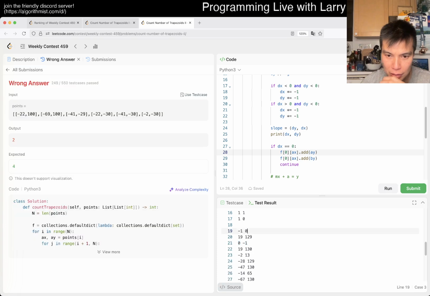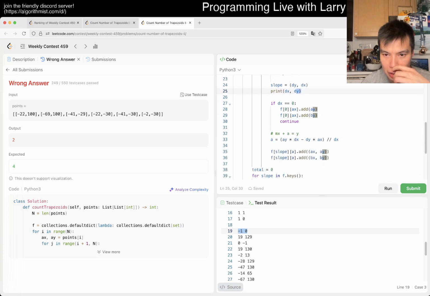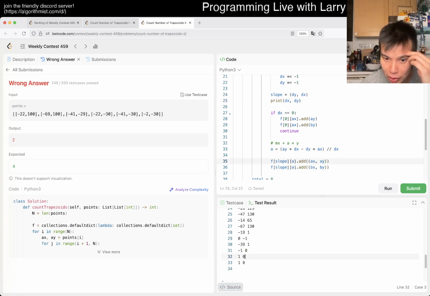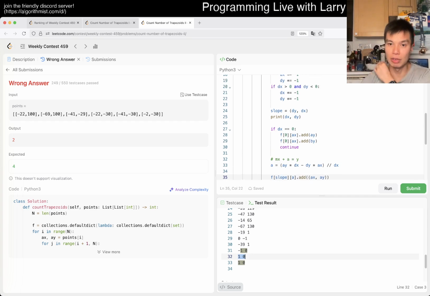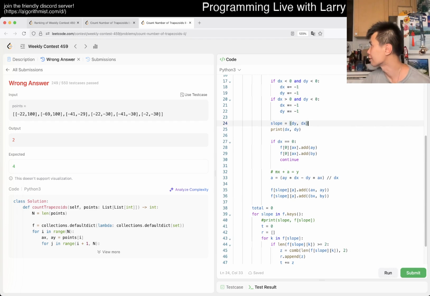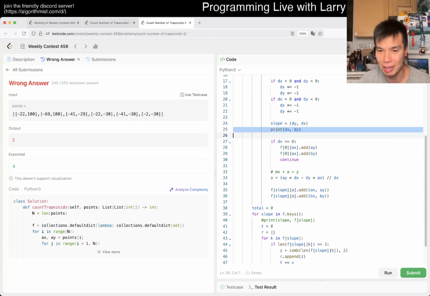Maybe this one is the wrong issue, because then the slope is -1. Dx is -1. Dy is... the slope is going to be different across, because it could be 1, 0, even though all the slopes are 0. Okay, I see. That's an easy fix. 0 is such a weird case. Maybe I should have handled it anyway.